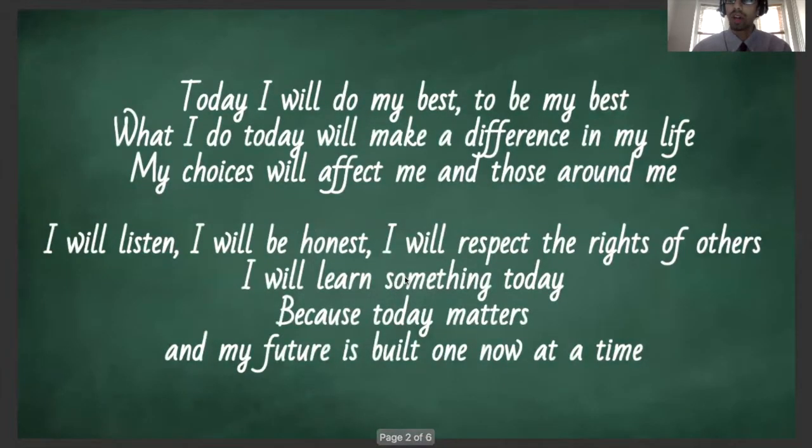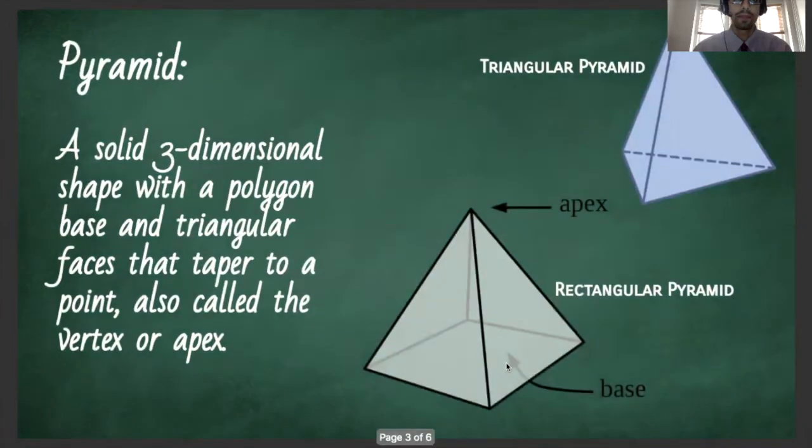So before we start, let's go ahead and get started with our affirmation. Today, I will do my best to be my best. What I do today will make a difference in my life. My choices will affect me and those around me. I will listen, I will be honest, I will respect the rights of others. I will learn something today because today matters and my future is built one day at a time.